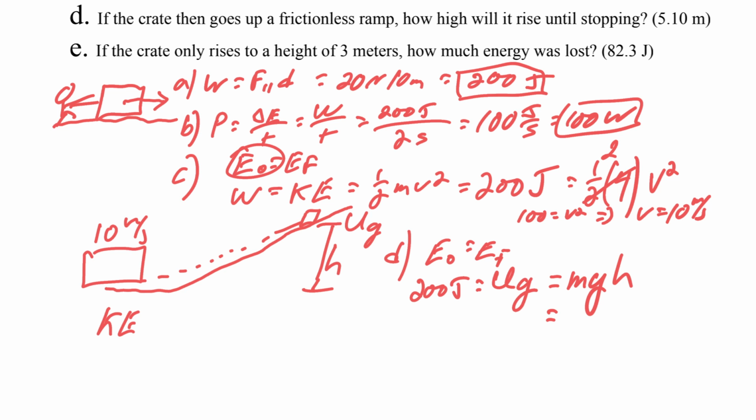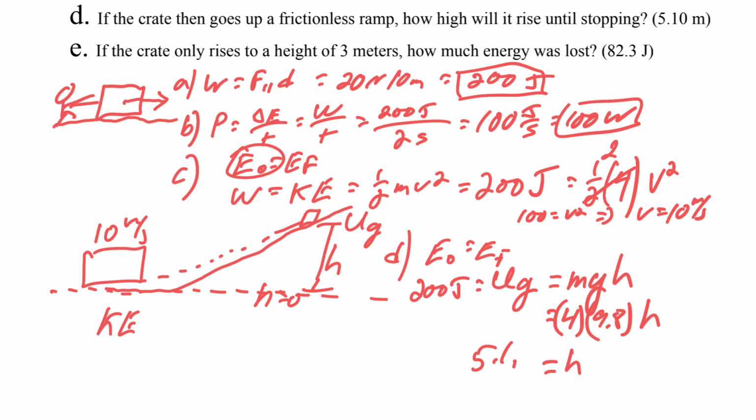Remember, you do have to define your reference level. In this problem, it's pretty easy. We'll define the reference level to be the bottom. That's where h is equal to 0. So that makes the problem pretty straightforward. This is going to be 4, this is going to be little g, 9.8, and we're going to solve for the height. Go ahead and do that. I'm getting 5.1 meters. That's going to be the maximum height.